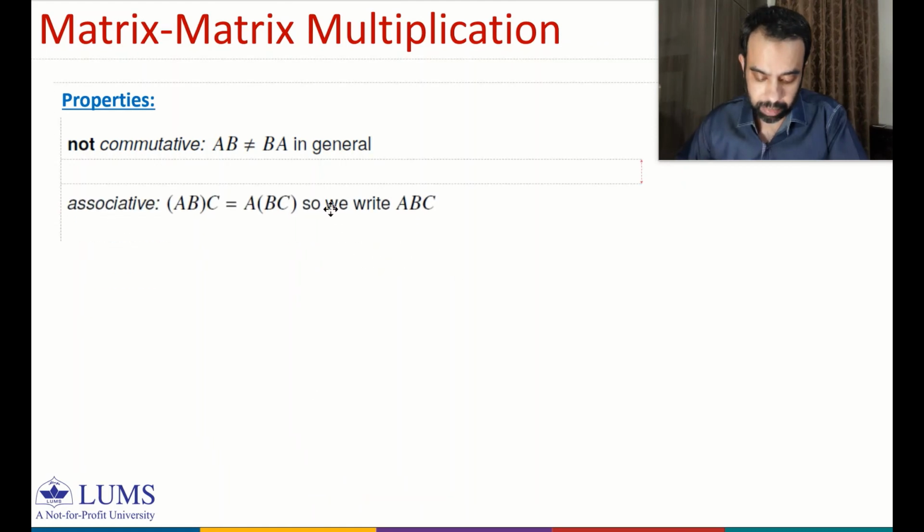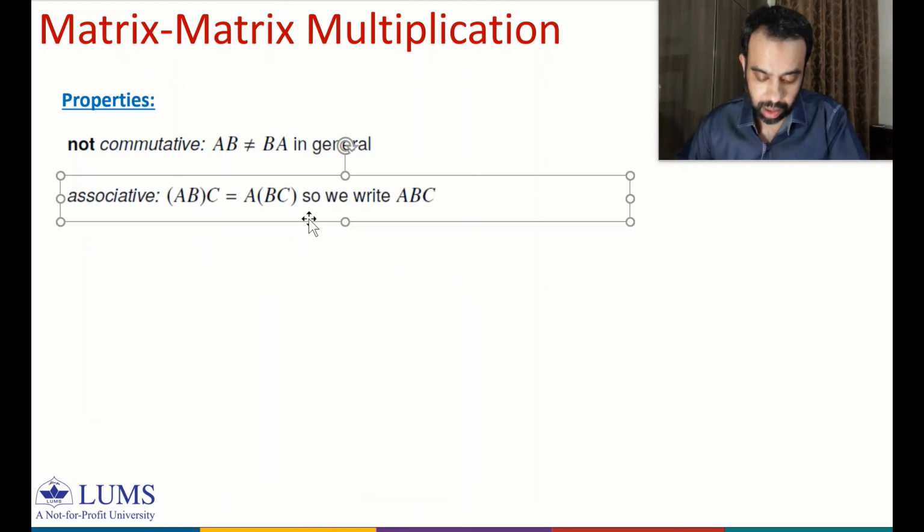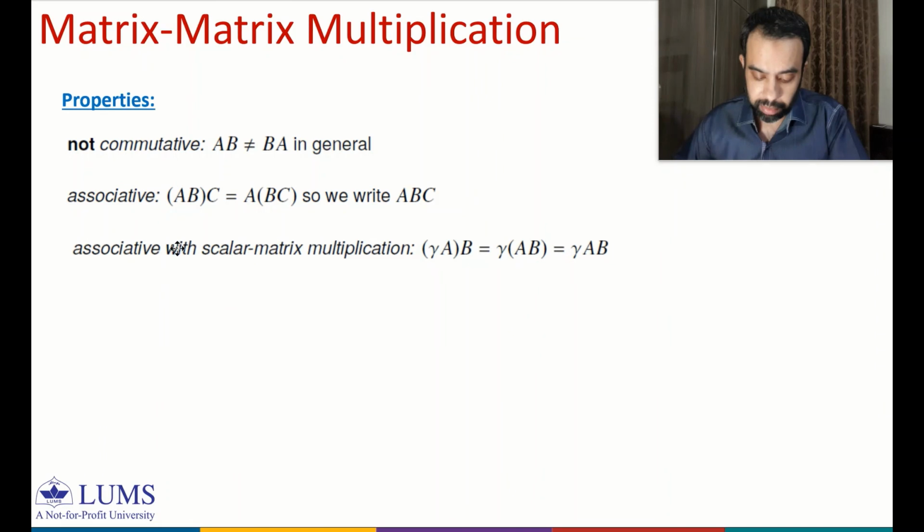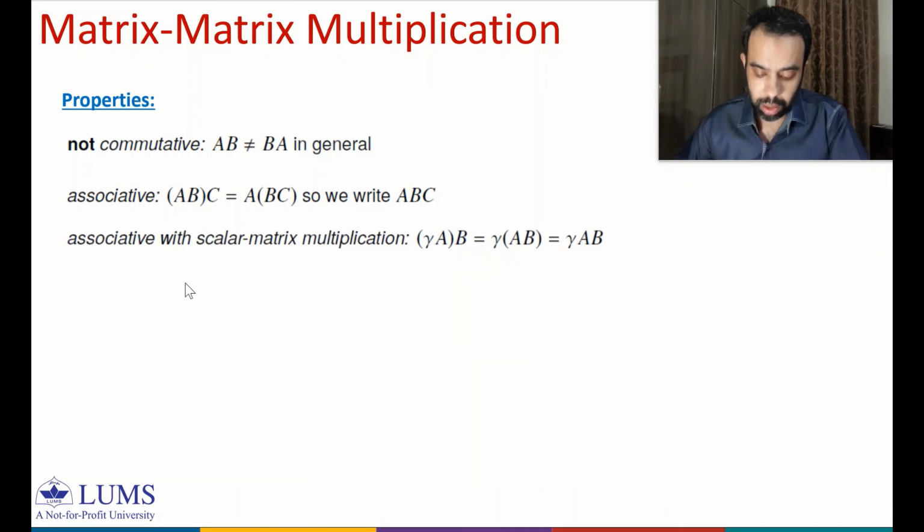However, the multiplication is associative, and when we have multiple matrices in a product form, we don't use brackets to separate the order of multiplication. Furthermore, the matrix multiplication with a scalar is also associative.